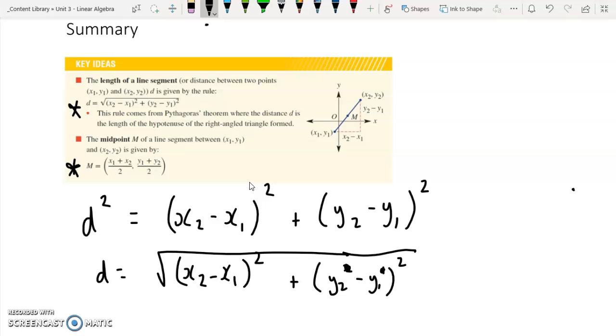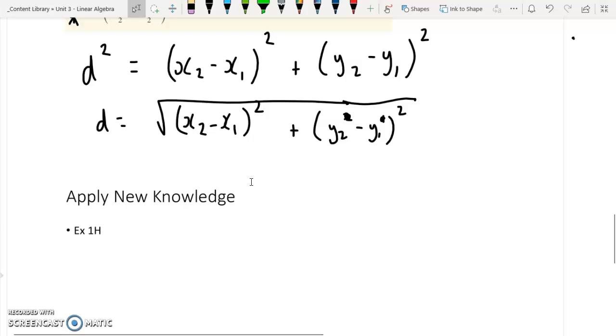That's it for today's lesson. Applying your knowledge, exercise 1H questions. Choose the level that's right for you and go.